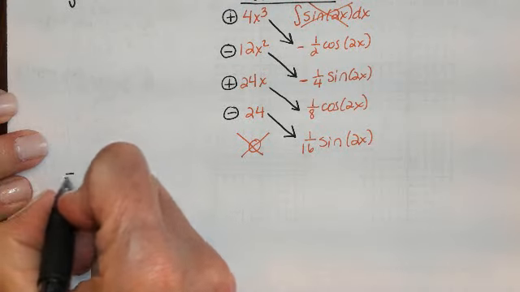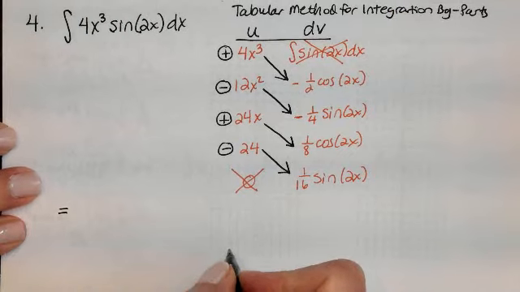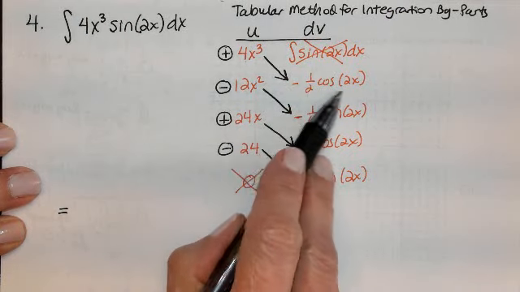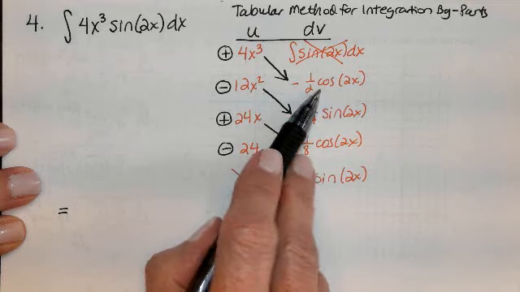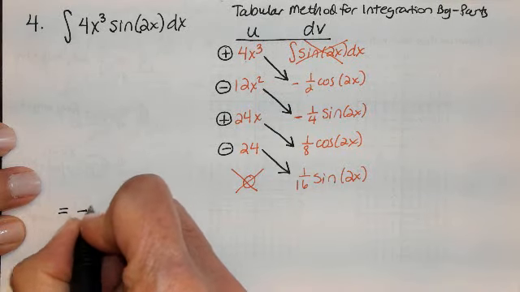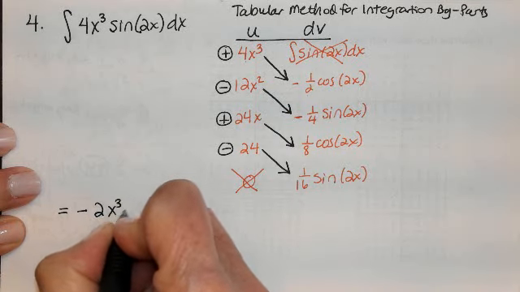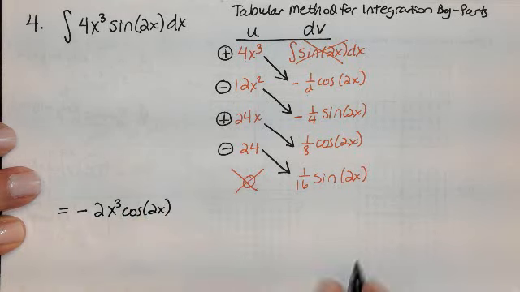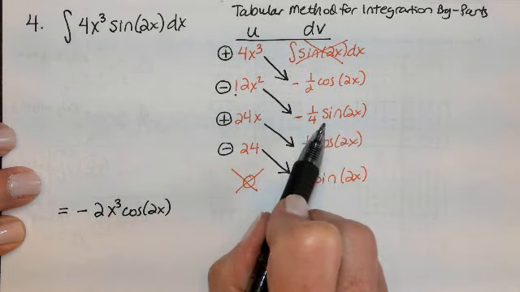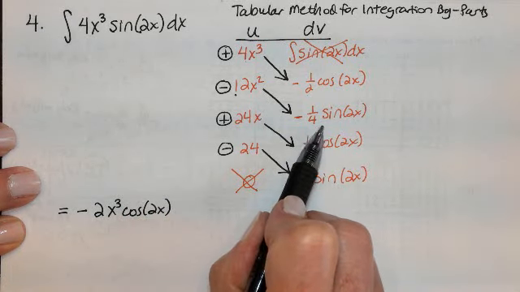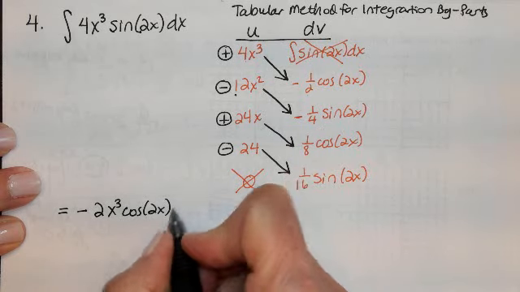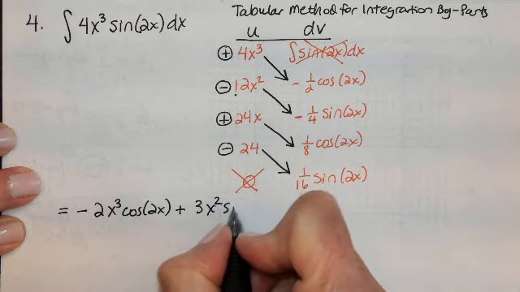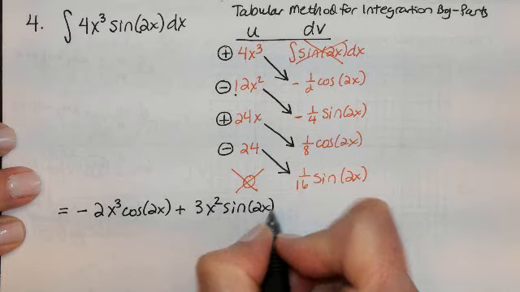So our answer, we can go straight to our answer here. Our answer would be 4x cubed times negative 1/2 cosine of 2x. That would be a negative 2x cubed cosine of 2x. And then we have a negative 12x squared times a negative 1/4 sine of 2x. That's a positive 3x squared sine of 2x.